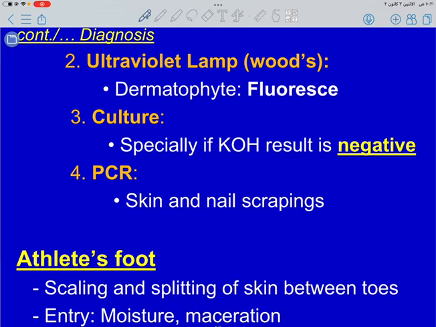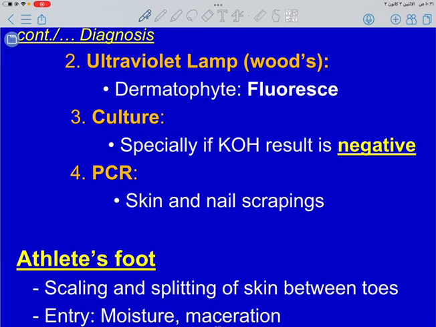شو هو الأثليت فود، القدم الرياضي؟ Scaling and splitting of the skin between the toes. The fungus can enter through these macerations. Maceration يعني الخدوشات. And moisture. تعرف واحد أجلكم الله بنلبس الحذاء الرياضي لفترة طويلة يصير رطوبة بالرجل. رطوبة مع ماسيريشن تخش الفنجس.